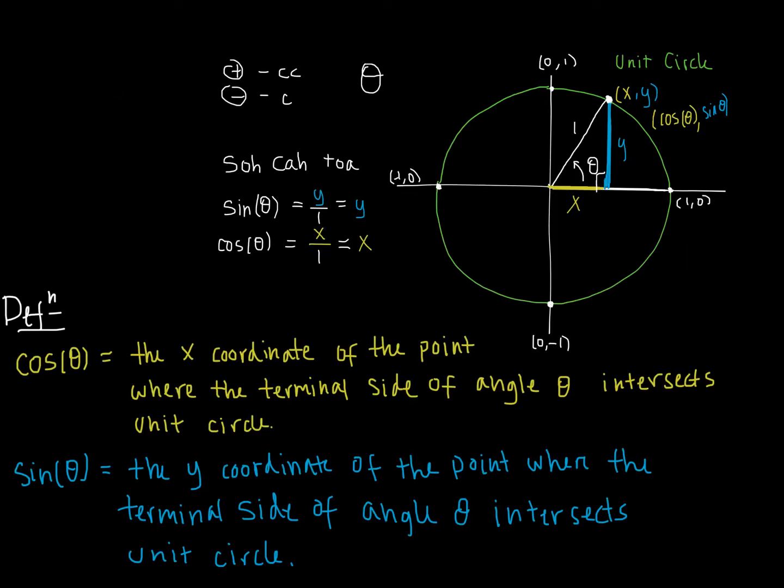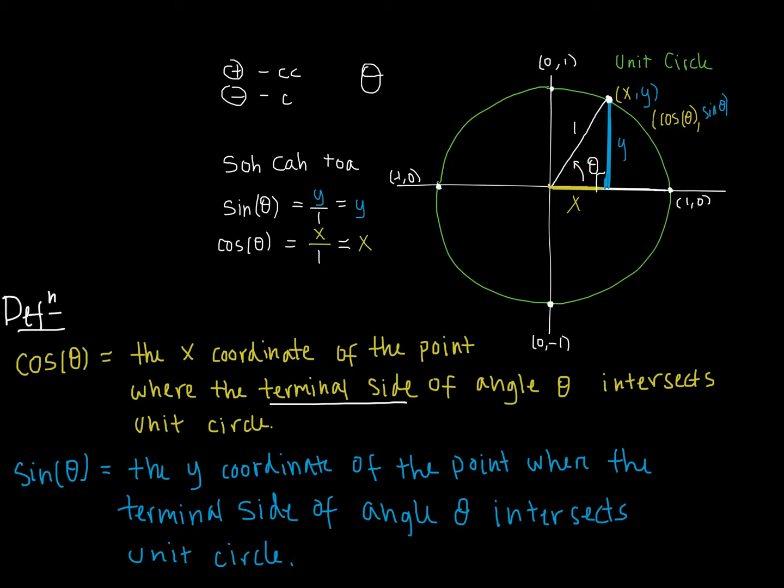All right, so here they are written out. The cosine of an angle theta is defined as the x-coordinate of the point where the terminal side of the angle theta intersects the unit circle. The terminal side, as we discussed before, is the side where the angle finishes. I always start along the positive x-axis, and the terminal side is where the angle finishes. So that's the terminal side of the angle theta.